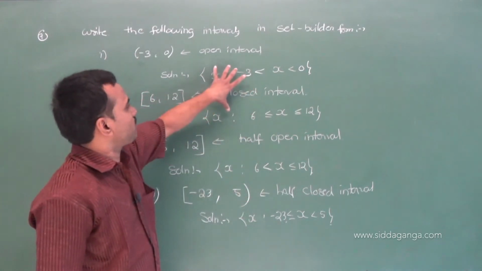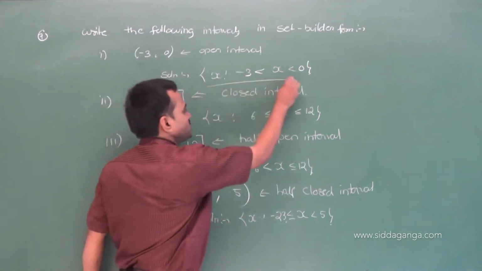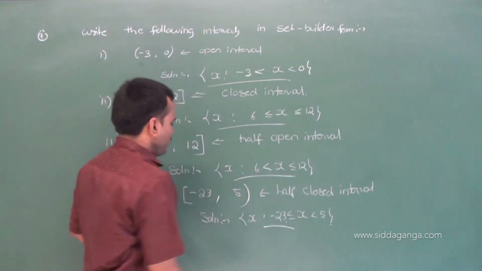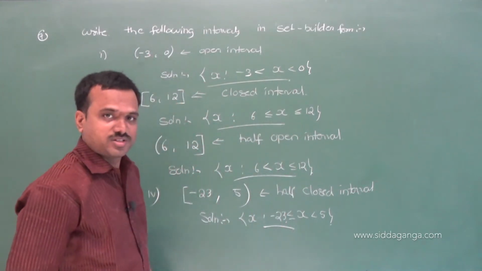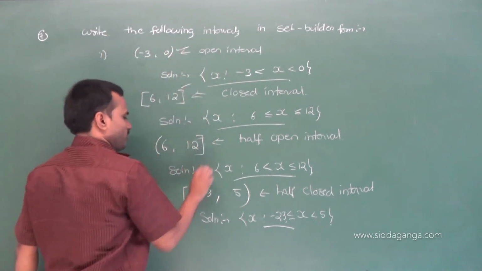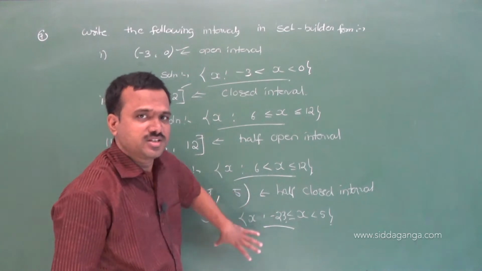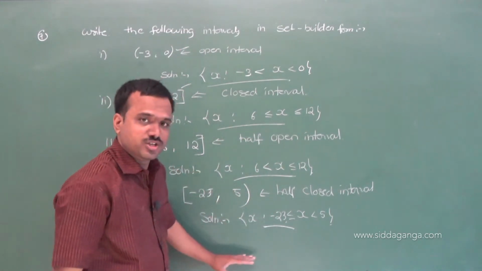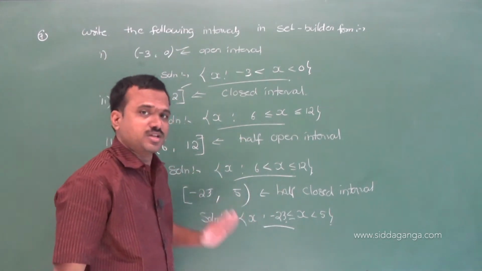So in the previous problems, what has he given? He has given in set builder form. We write the intervals. In this problem, he has given in interval form. What do we do? We write in the set builder form. Understand? This is a very important concept.